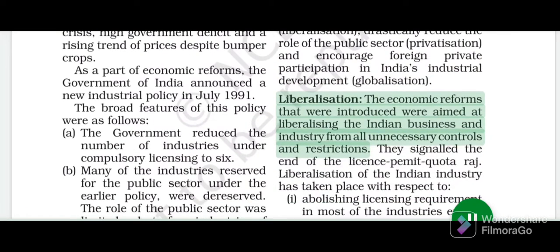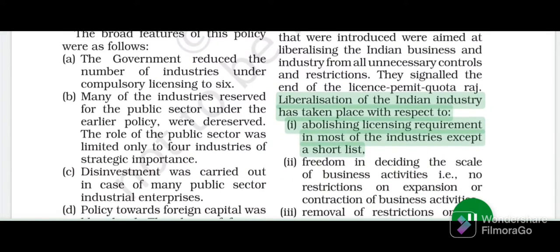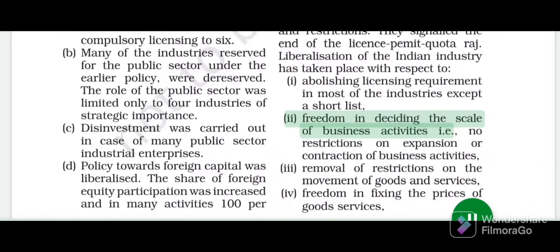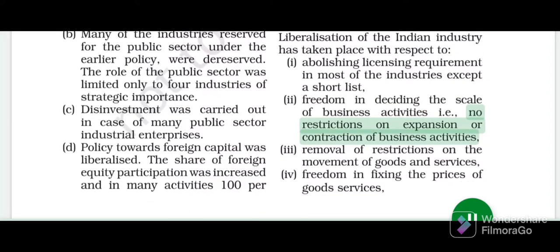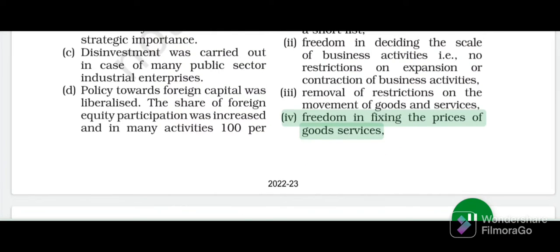Liberalization. The economic reforms that were introduced were aimed at liberalizing the Indian business and industry from all unnecessary controls and restrictions. They signaled the end of the license permit quota Raj. Liberalization of the Indian industry has taken place with respect to: i. Abolishing licensing requirement in most of the industries except a short list. ii. Freedom in deciding the scale of business activities, i.e., no restrictions on expansion or contraction of business activities. iii. Removal of restrictions on the movement of goods and services, i.e., freedom in fixing the prices of goods and services.